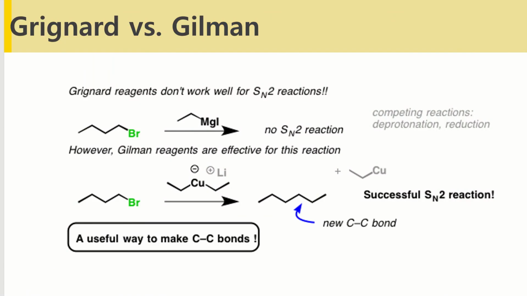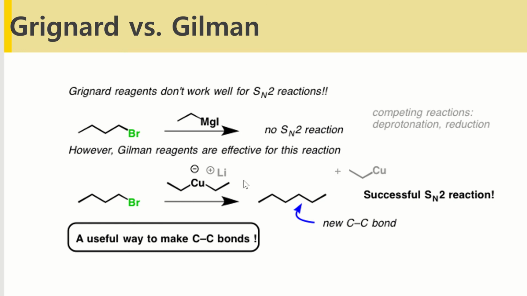All right, so just to do a comparative between Grignard reagents and Gilman reagents, well, Grignard reagents don't work well for SN2 reactions. Shocker, right? So if we have an alkyl halide and we have a Grignard reagent, there will be no SN2 reaction because you have competing reactions, deprotonation, reduction, etc. However, Gilman reagents are effective for this reaction.